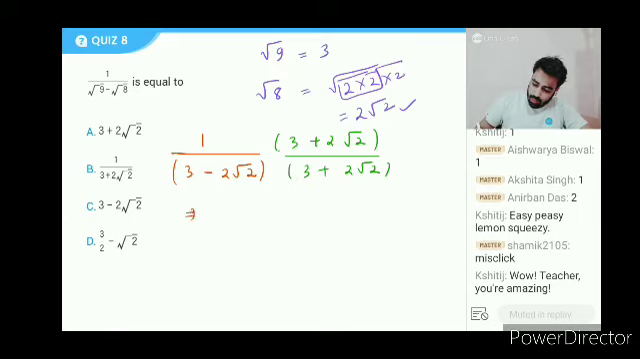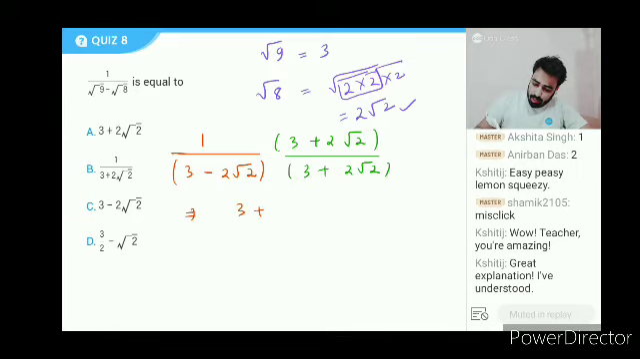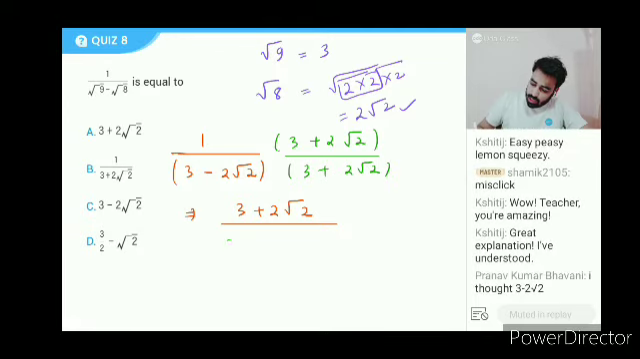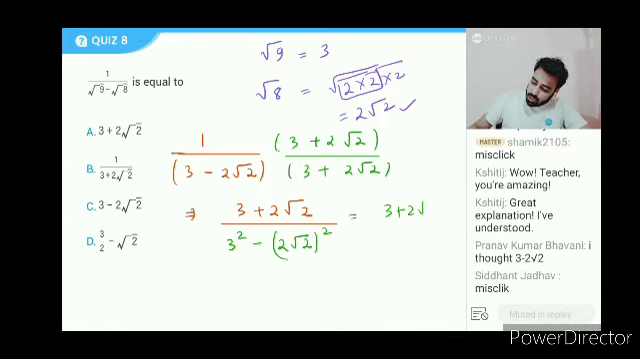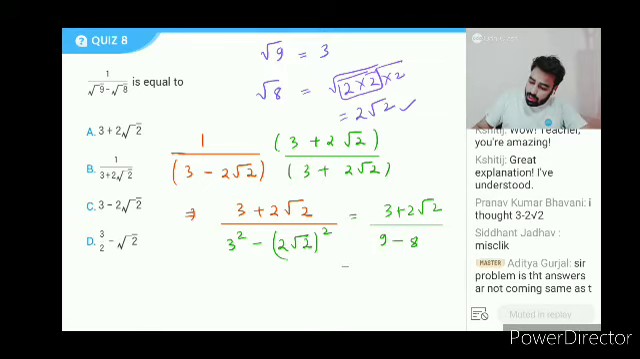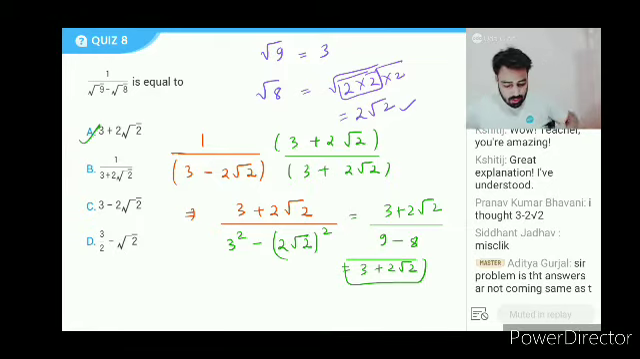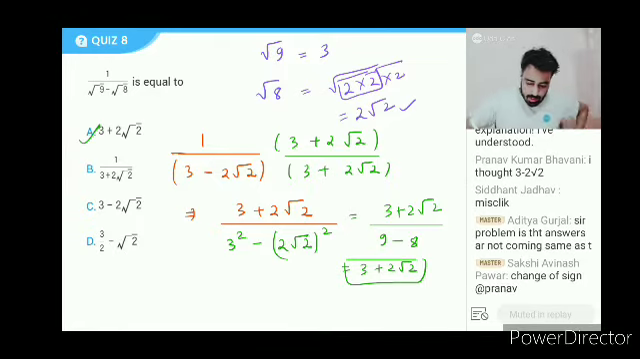The conjugate is 3 plus 2 root 2 in numerator, 3 plus 2 root 2 in denominator. When I multiply, the numerator will be 1 into 3 plus 2 root 2. The denominator is 3 square minus 2 root 2 whole square. So 3 square is 9, 2 root 2 whole square will come as 8. So the final answer is 3 plus 2 root 2. Option A. Clear? This part is clear.